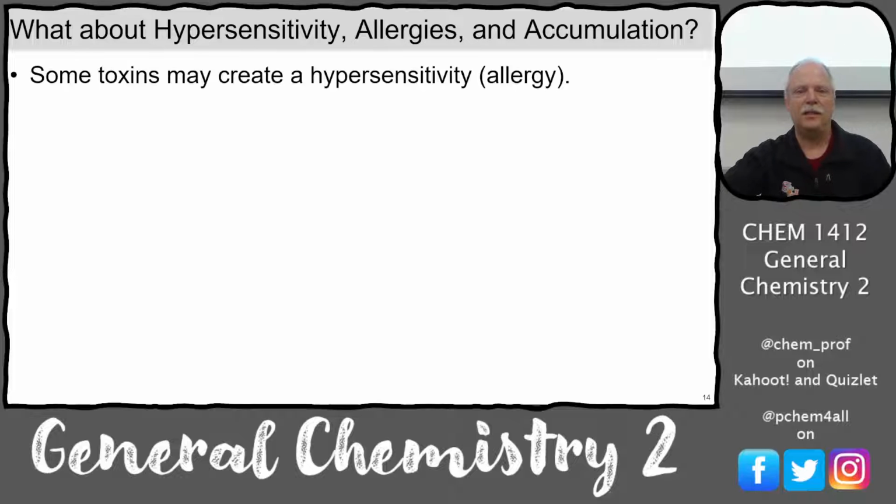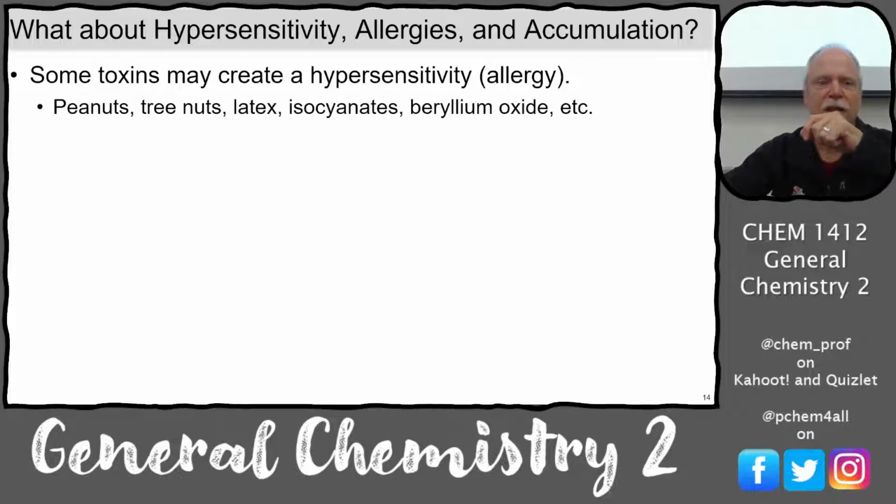What about hypersensitivity and allergies? Now, some toxins do create hypersensitivities, so people can be allergic to tree nuts and peanuts and latex, certain glues like super glue, isocyanates, beryllium oxide. These will trigger the body's immune response, and so it'll be on high alert, and you get a small exposure to them again, and then you have an allergic reaction.